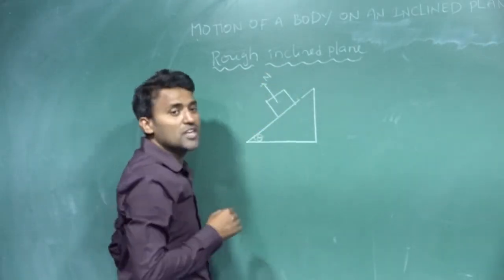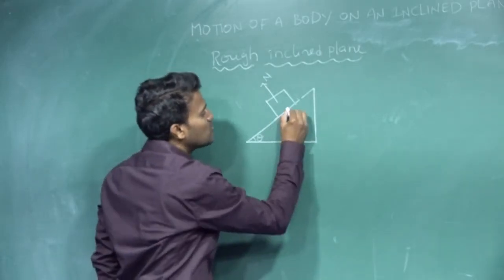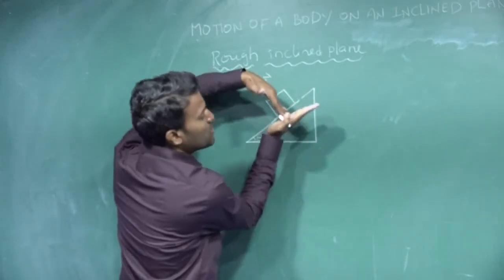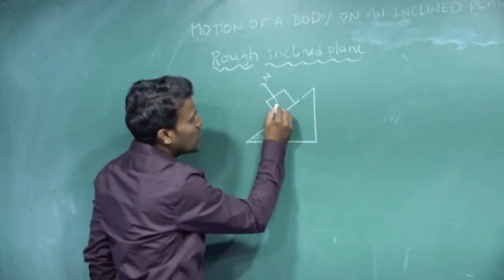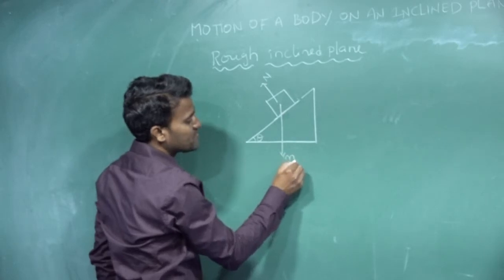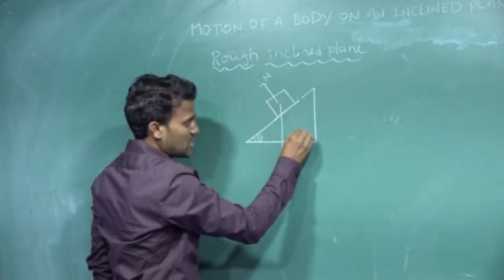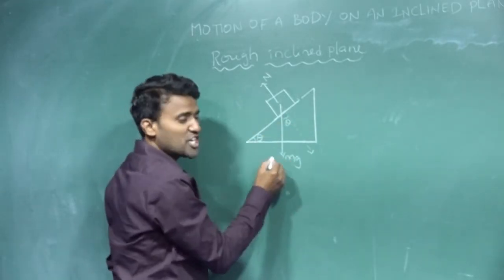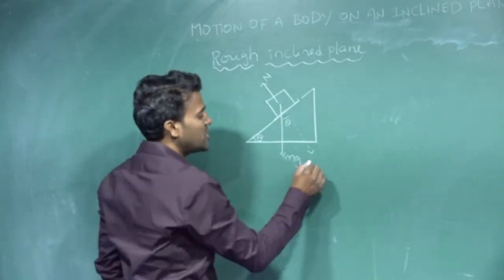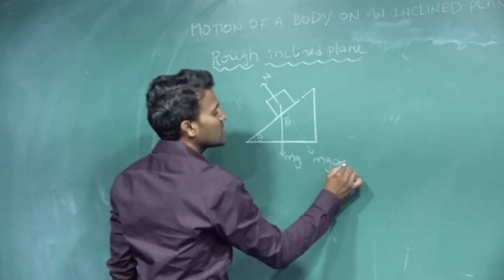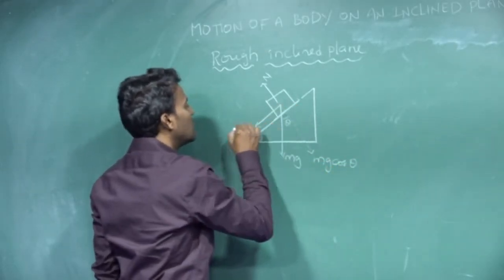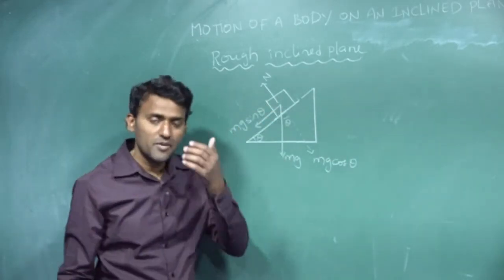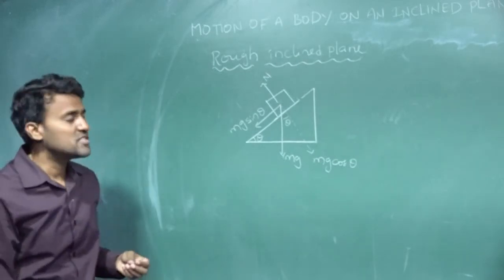This is the normal force. Normal force is always perpendicular to the plane of contact. See, this is the plane of contact, and the normal force is like this. Both are perpendicular. The weight of the object acts downward. These two angles are the same. mg can be resolved into two components: one is mg cos theta, and the other is mg sin theta.